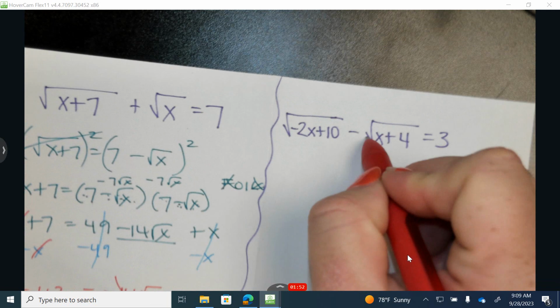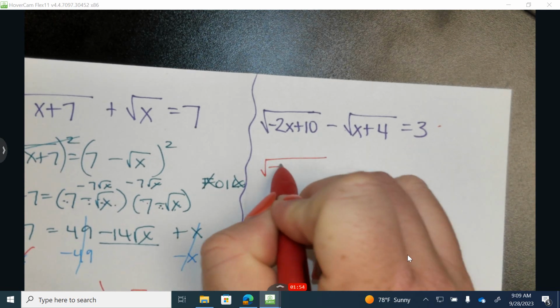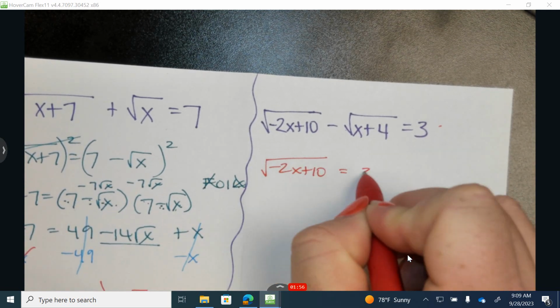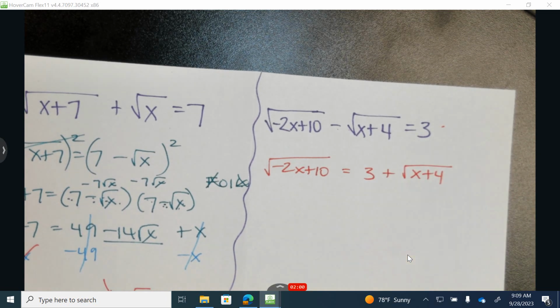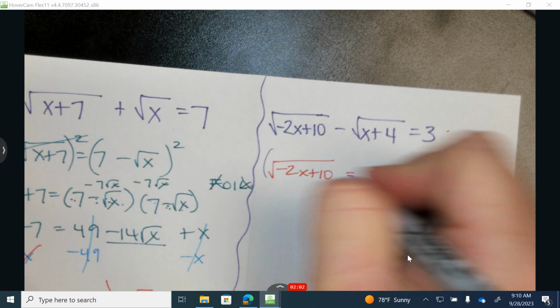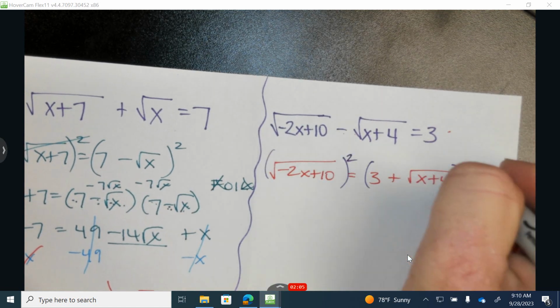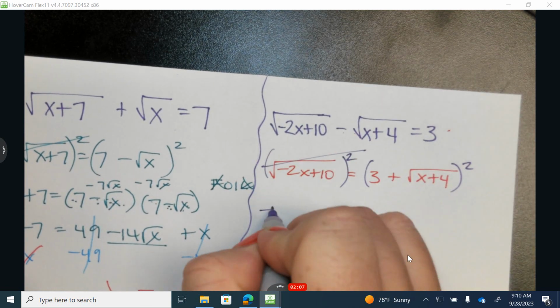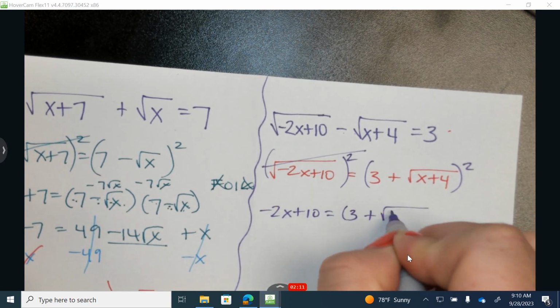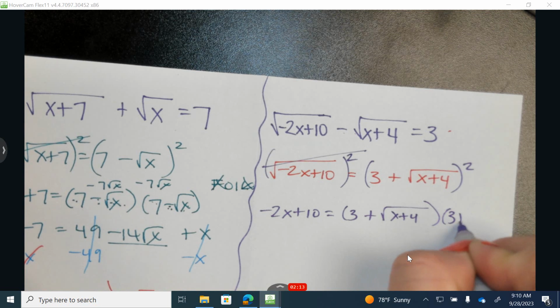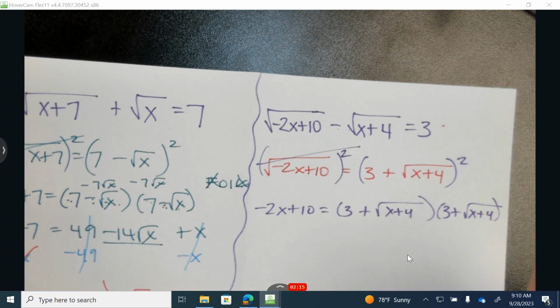Same thing, I'm going to move this to the opposite side. So square root of negative 2x plus 10 equals 3. Now this was negative. When it moves over, it becomes positive. Just like number 11, I'm going to square both sides. On the right-hand side, I'm left with negative 2x plus 10. Now over here, I have 3 plus the square root of x plus 4, and 3 plus, again, the square root of x plus 4.